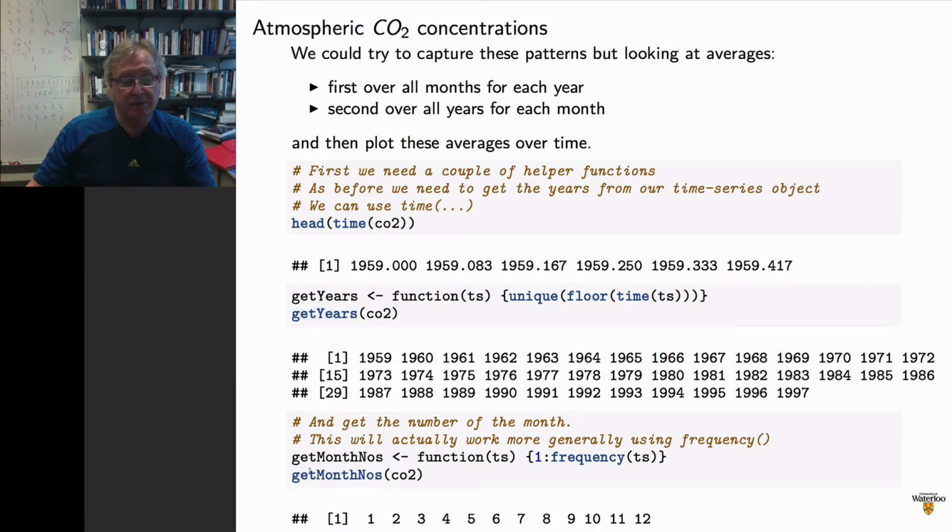and also get the months. The month numbers will be 1 to 12. Month numbers are very easy. It's going to be just 1 to the frequency of the time series. The year is a little more of a nuisance, but that's because the time in a time series in R is recorded as the year and then a fractional part of that year for each month. So all I have to do is get the floor of that time series and get the unique elements, and I'll get all of the years.